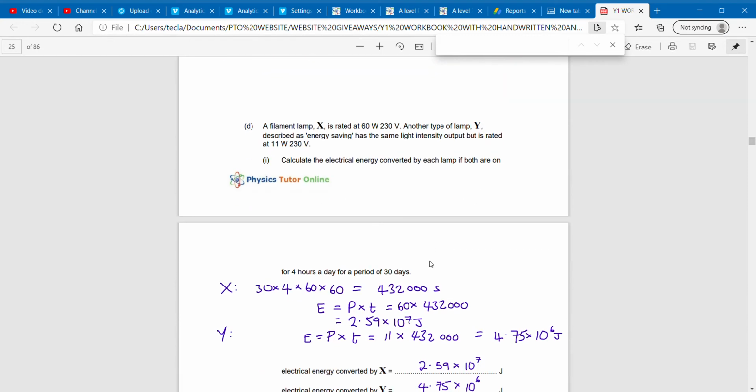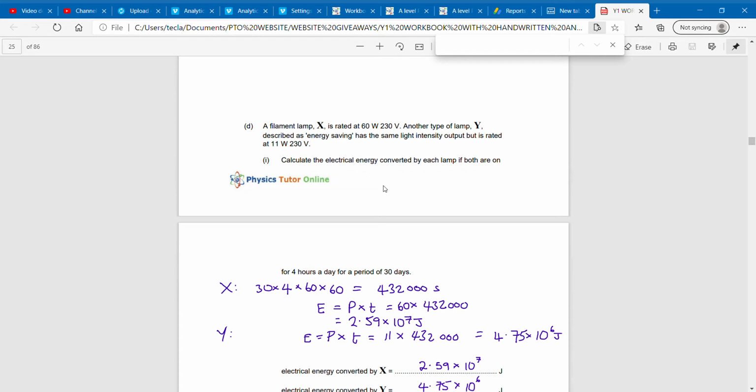For D, we're given the power rating of filament lamp X. It's rated at 60 watts, 230 volts. Another type of lamp, Y, is energy saving, rated at 11 watts and 230 volts. Calculate the electrical energy converted by each lamp if both are on for 4 hours a day for a period of 30 days. So for X, it's going to be 30 times 4 times 60 times 60 to get the time, so that's 432,000 seconds. And then we're going to use energy equals power times time.